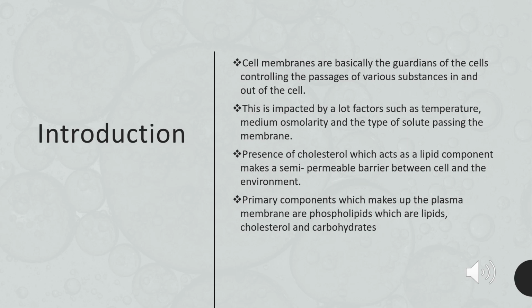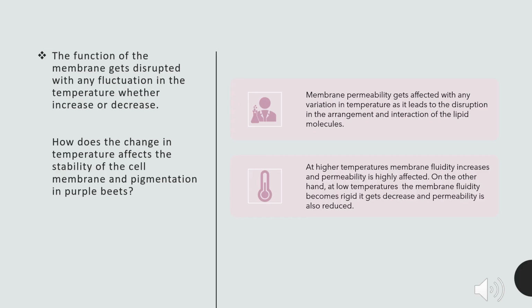Cell membranes are like the gatekeepers of the cell that control what goes in and out of the cell. They are made up of different components like lipids, cholesterol, and carbohydrates. One crucial part is the phospholipid, which makes a kind of barrier between the cell and its surroundings. This barrier is semi-permeable. That means some stuff can pass through it while other things cannot. This is impacted by a lot of factors such as temperature, medium osmolarity, and the type of solute passing the membrane. As I said, temperature affects the stability and permeability of the membrane.